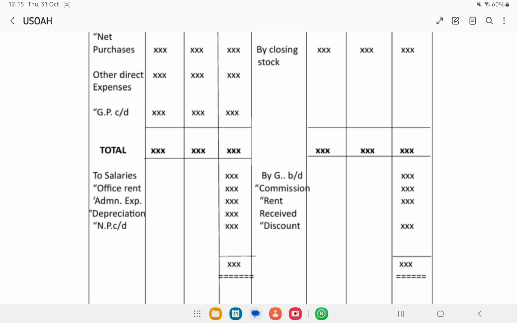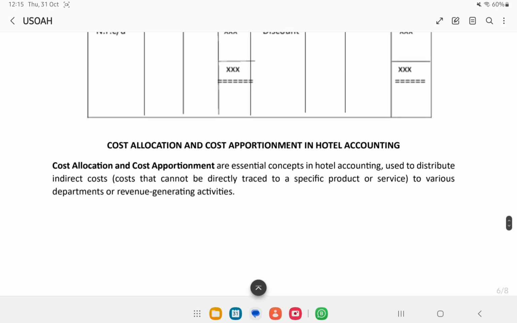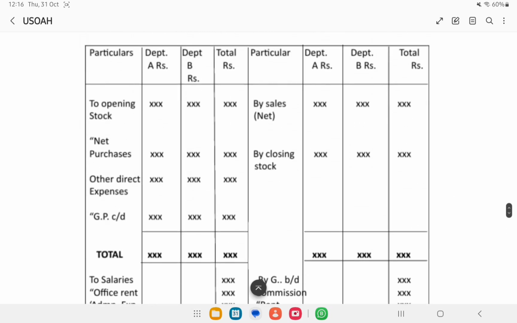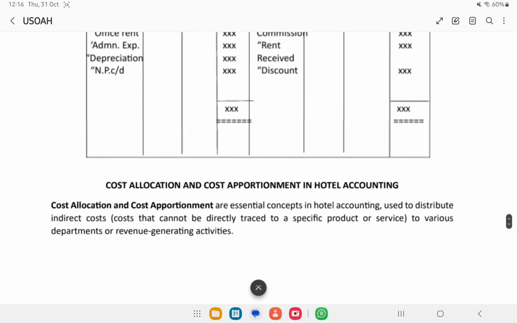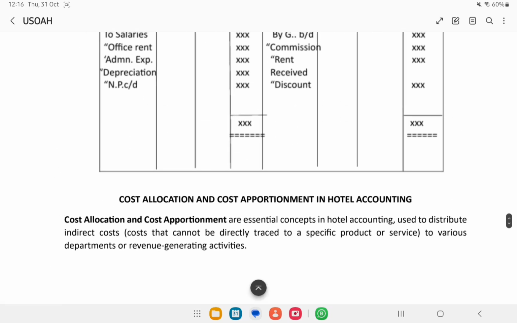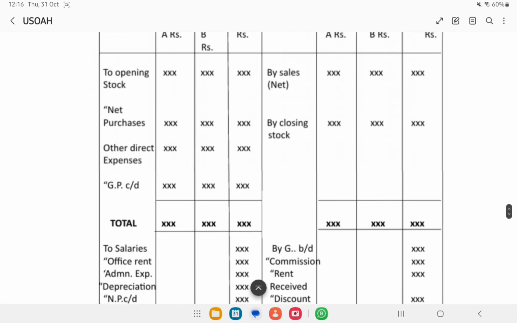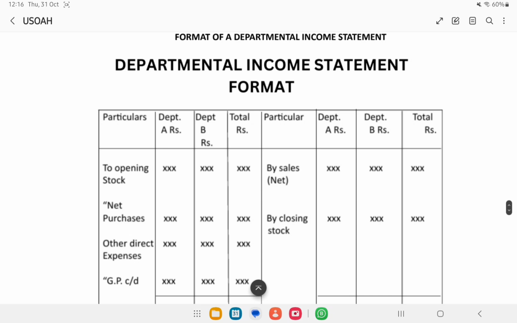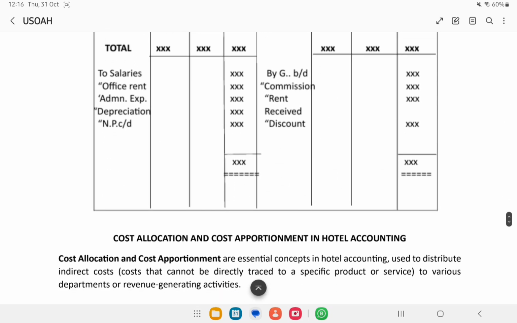I know I am going very fast because I just want to skip this area after telling one important concept. We will do it in the practical session, don't worry. Now that important area, very important, you should note it down because even from your exam point of view, as well as for preparing departmental accounts, you need to know that topic, that is cost allocation and cost apportionment. What is the difference between cost allocation and cost apportionment?